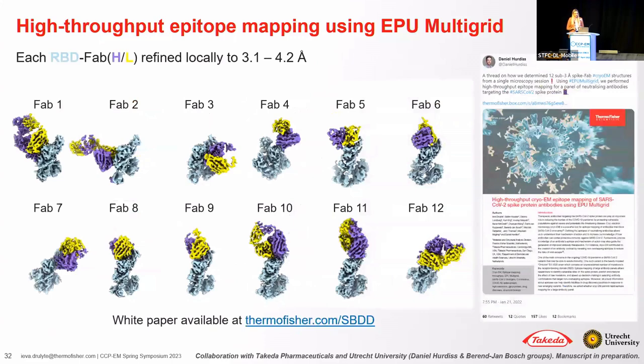But what's more impressive is when we locally refined the RBD with the fab bound, and that's only a total mass of about 70 kilodaltons. In all of the cases, we were able to achieve this 3 or low 4 angstrom resolution, and then really accurately define the epitope paratope interface.